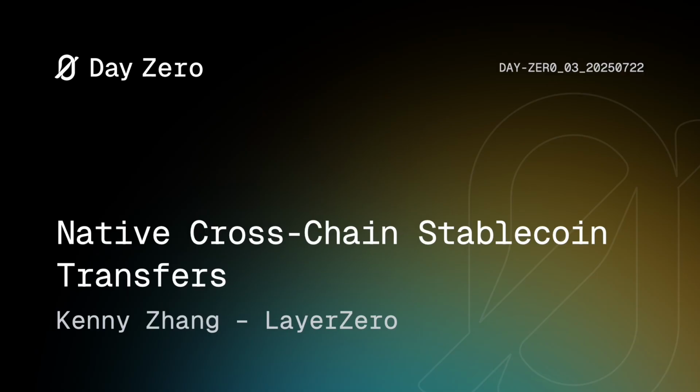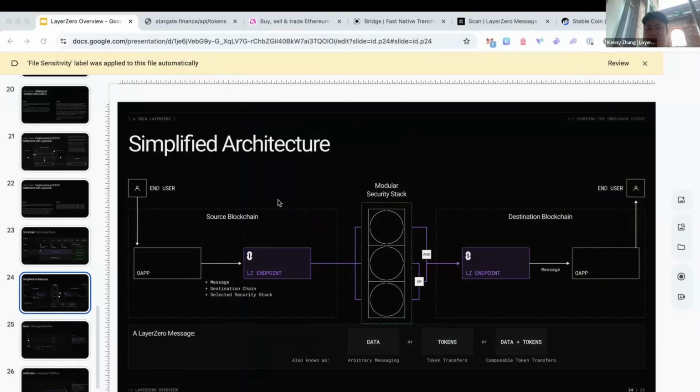Thanks so much for having me on today. I'm Kenny. I lead ecosystem growth and go-to-market at LayerZero. Simply put, LayerZero is a way for any blockchain to communicate with any other blockchain. It can be thought of simply as like the TCP/IP of the internet, where previously these blockchains that were siloed or isolated can now interact with each other.